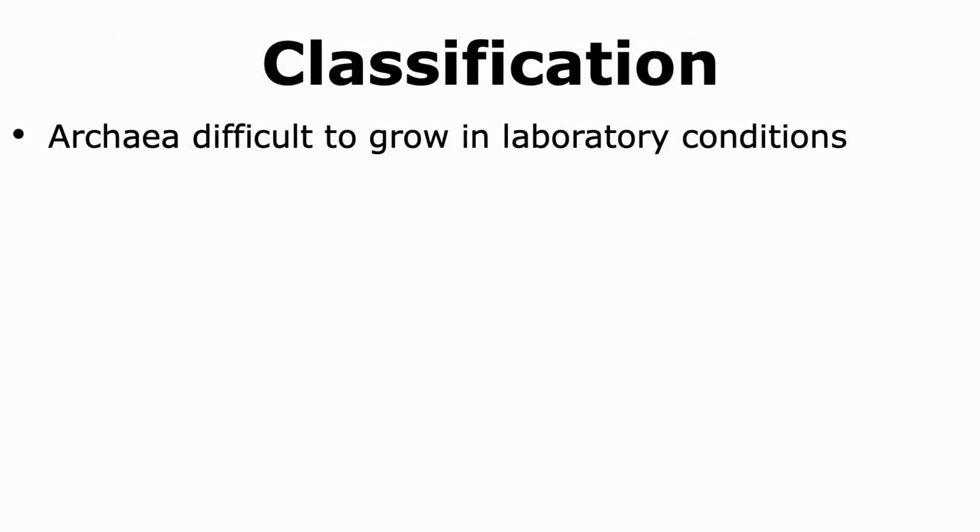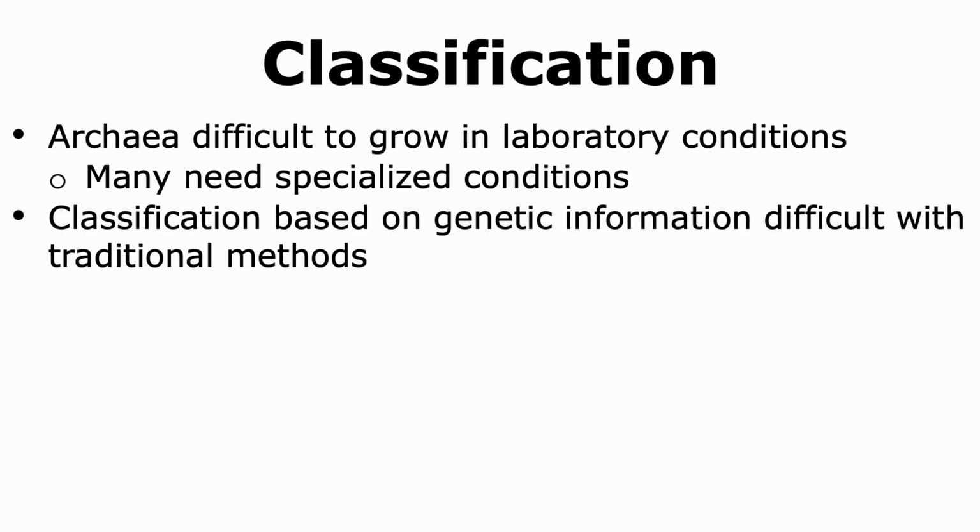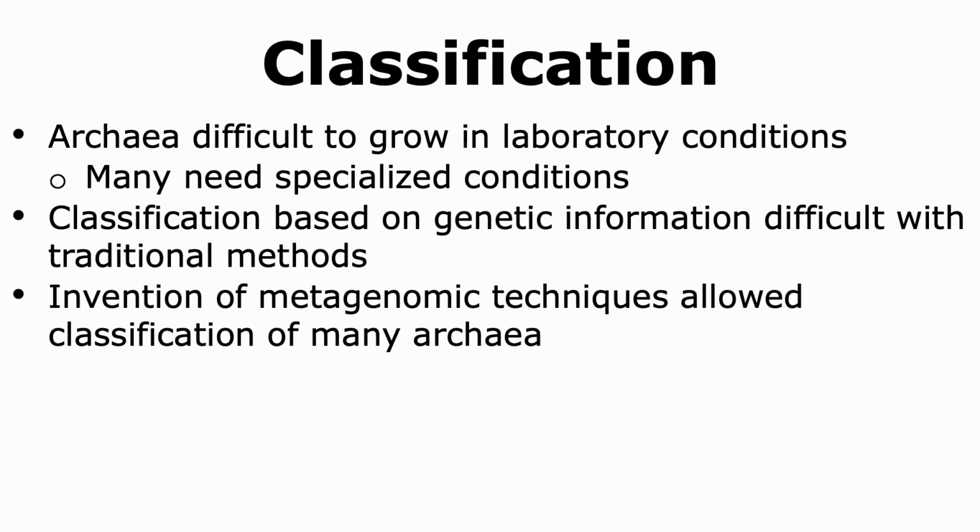For a long time, it took a while to classify archaea because archaea are difficult to grow in normal laboratory conditions. In many instances, they need specialized conditions to grow, or in some instances, they just grow really slowly. Thus, classifying them based on genetic information has been quite difficult using traditional methods. However, the invention of metagenomic techniques has allowed the classification of many different archaea.